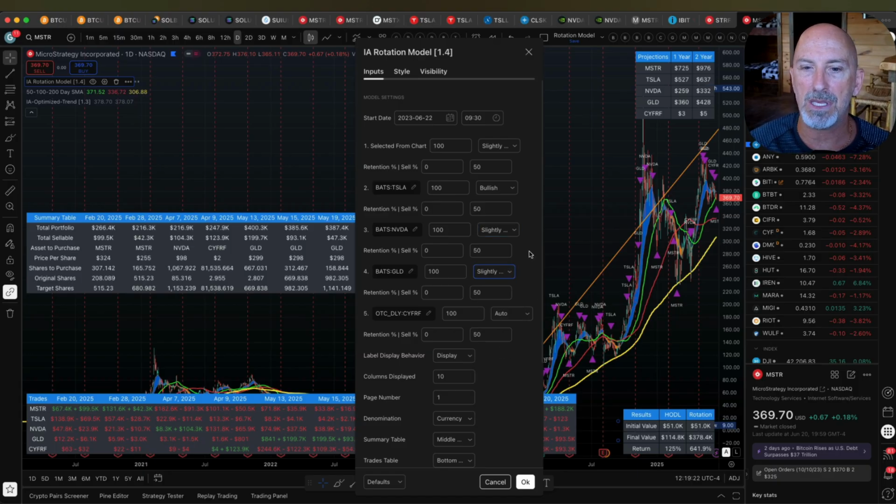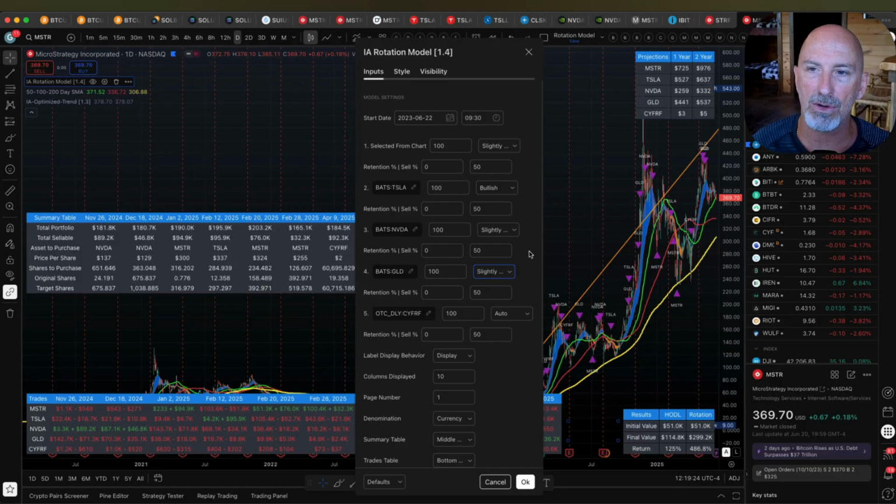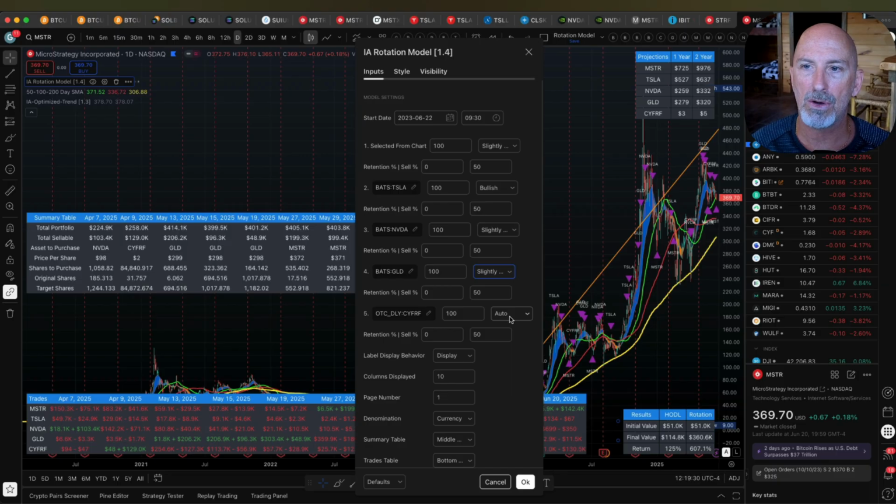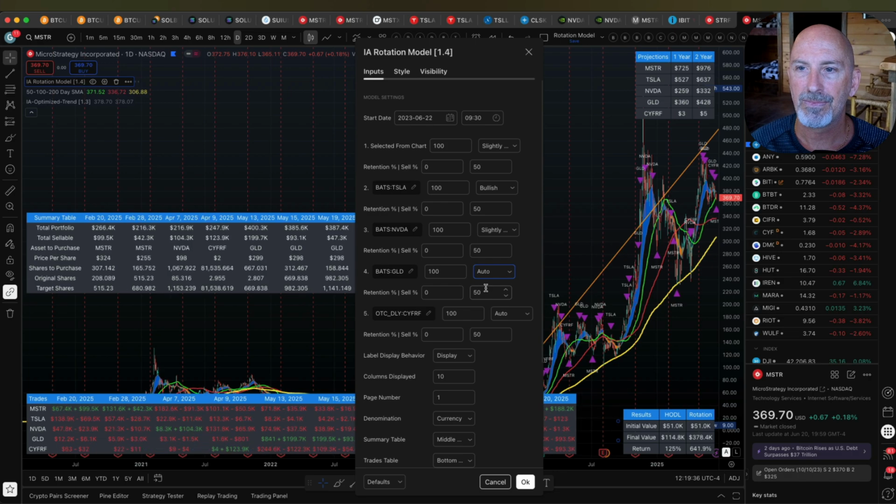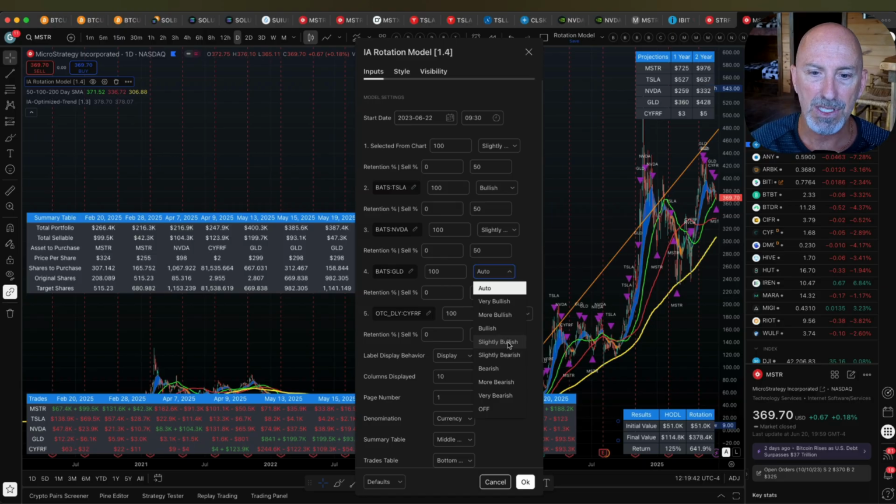I think I'm going to be slightly bullish on gold. That's maybe higher than what I think. So I'm going to go to slightly bearish on gold. 279. What was it on auto? 360. I'm going to leave it on auto because I only have a choice of slightly bullish or slightly bearish, and neither one of them looked accurate to me, but we'll go with auto on gold.